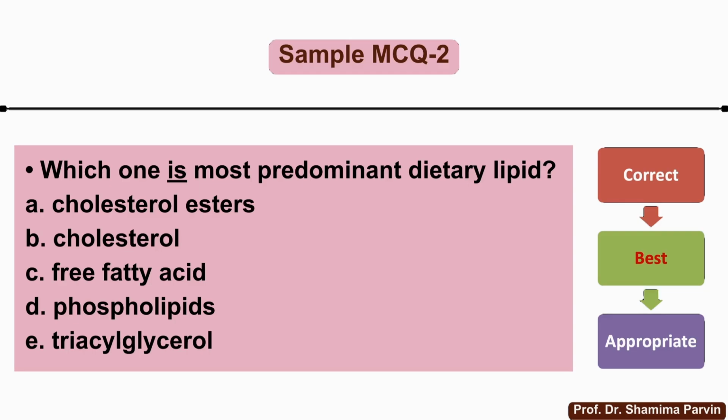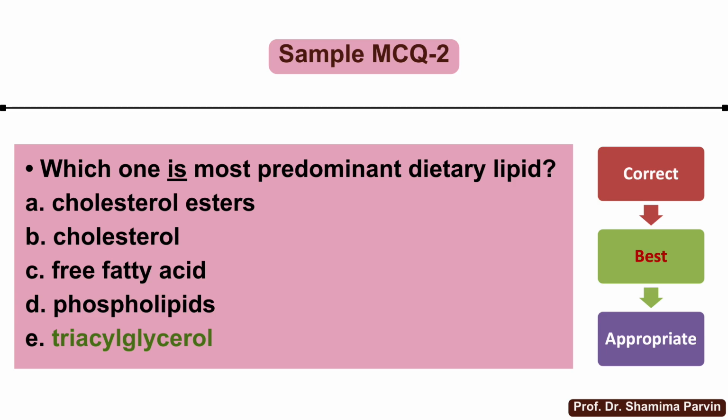Just a reminder from the previous video that in case of MCQs, you have to choose either the correct, best, or appropriate answer. In this case, all of the options are technically correct or appropriate since all of them are dietary lipids. And if someone was to look at the options in a rush without noticing the word "is", they might end up choosing another option apart from the best one. But like I mentioned, the single best answer would be triacylglycerol. So always look for keywords in the questions before answering.